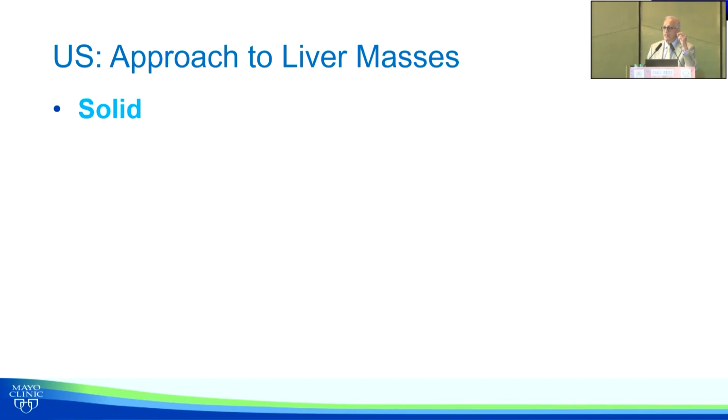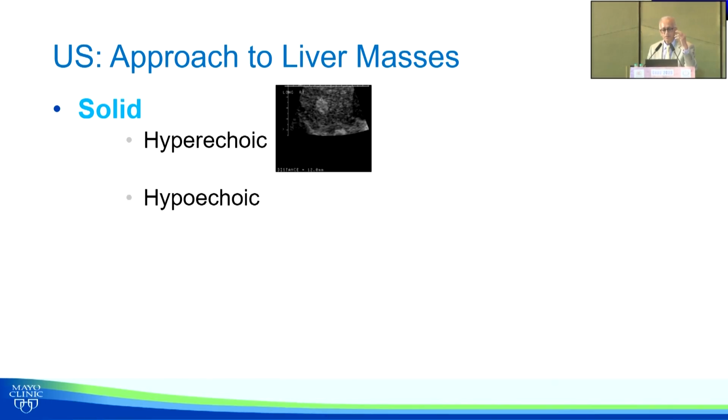When you have an ultrasound, the report will either say solid, which can be hyperechoic, which means it's going to be more white and brighter, and that is because of multiple interfaces. Or it can be hypoechoic, which means it's much more likely to be solid.